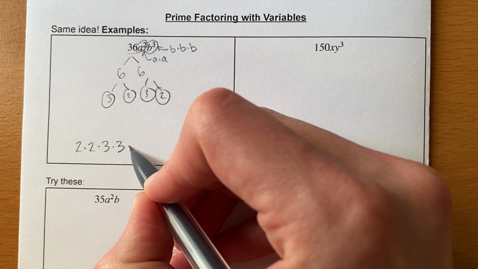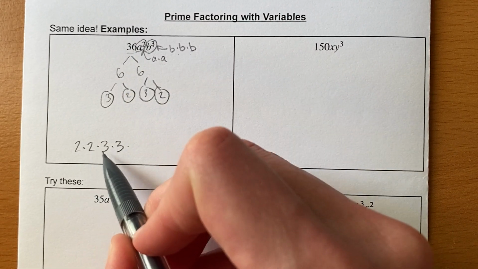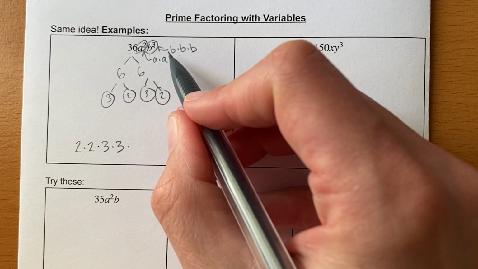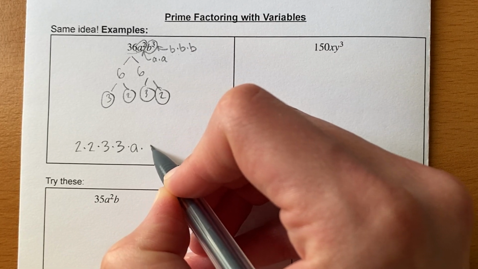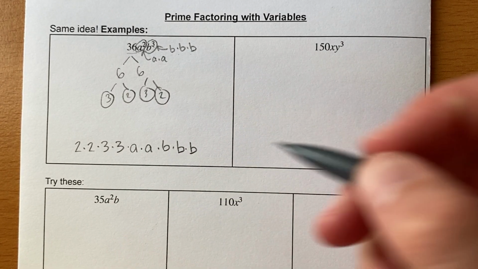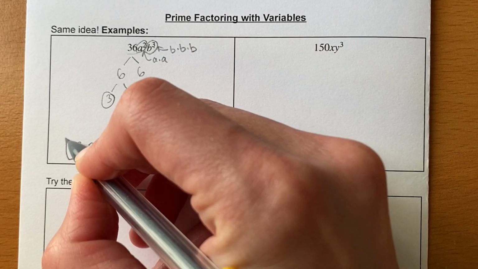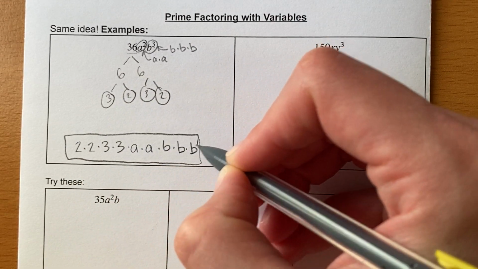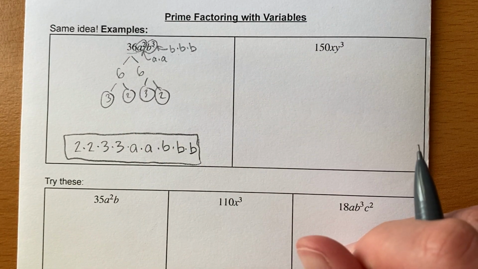So, here's my prime factorization. 36 is 2 times 2 times 3 times 3. Done. And then I have times A times A times B times B times B. So long, yes. Annoying, yes, perhaps. Difficult? No. This is not harder than what you just did.